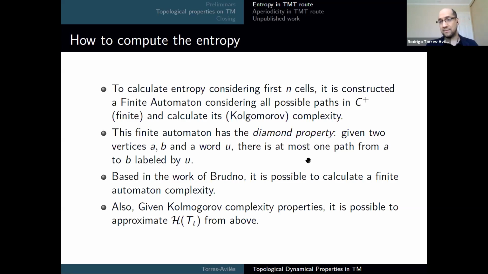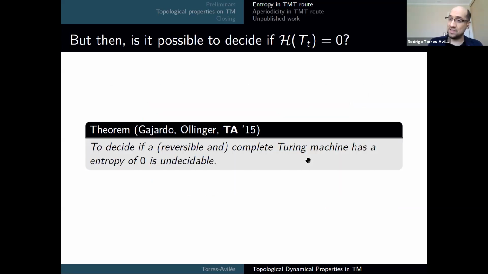But if we are approximating from above, is it possible to decide if the entropy is actually 0? And the result is no, it's not possible. This result from Gajardo, Olanger, and myself is that it's indeed not possible to calculate whether the entropy is 0.